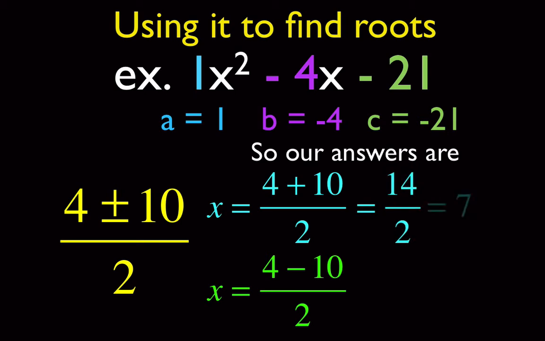14 over 2 is in fact 7, and negative 6 over 2 is negative 3. So my answers are 7 and negative 3.